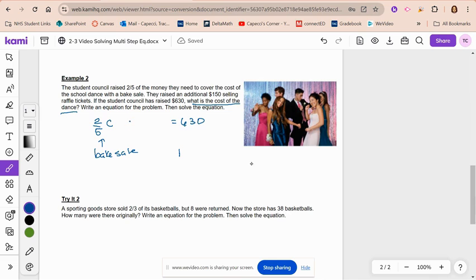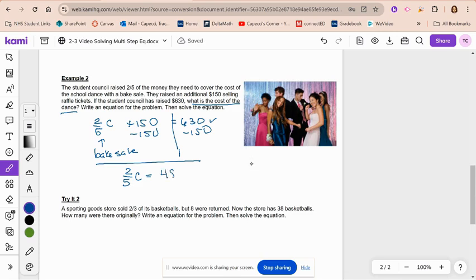They raised an additional $150 selling the raffle tickets. So far it's $630. What's the cost of the dance? So again, we're solving for C. So let's see what we have here first. Again, there's my wall. Subtract 150, and I'm left with 2/5 C, 2/5 of the money that they needed for the entire dance, they got through a bake sale.